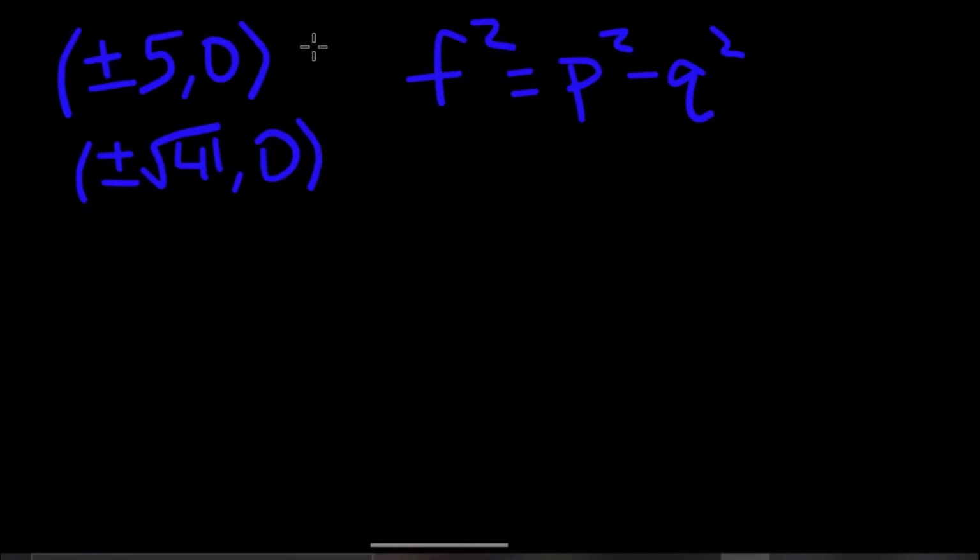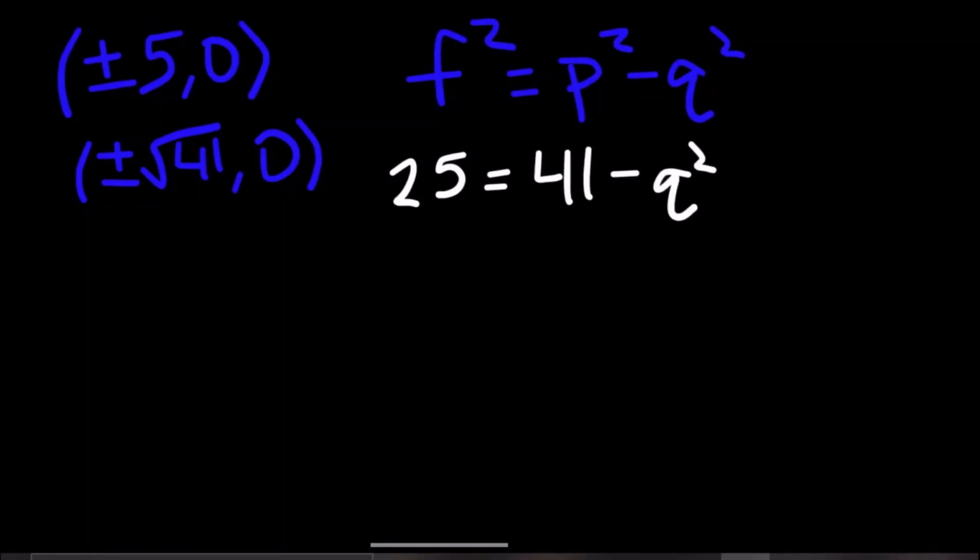This equation can be used where f is the focus point, p is the semi-major axis, and q is the semi-minor axis. A little tip to figuring out if you use p or q to find f is if you look at the two coordinates. If both of them give you the x coordinate, then you use p to find q. If it gives you the x on one and the y on the other, you use q to find p. Now here is the 41 minus 25 equals q squared.